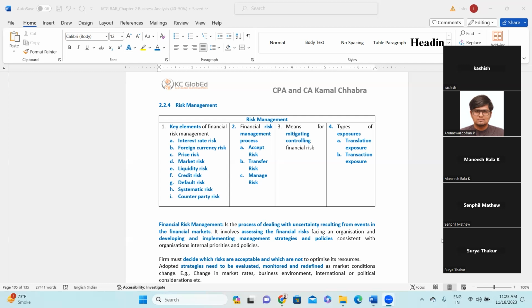Second is foreign currency risk, right? What is foreign currency? Like for importing and exporting of goods and services, foreign currency will come into the picture. But what do you mean by foreign currency? The rate at which our currency is going to be exchanged.